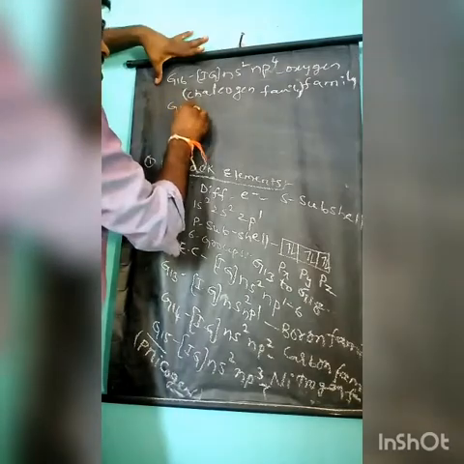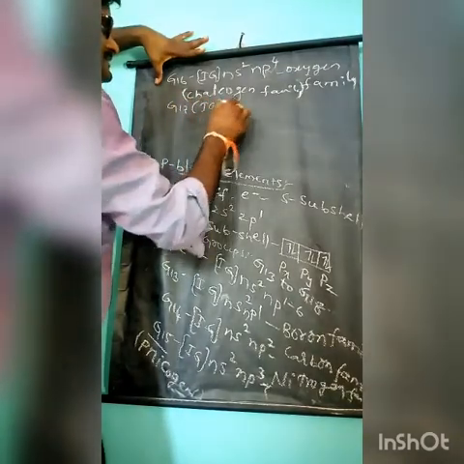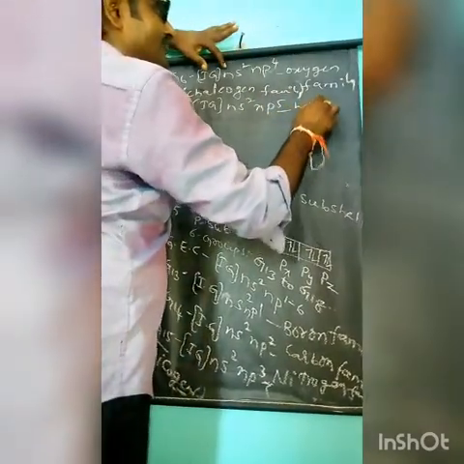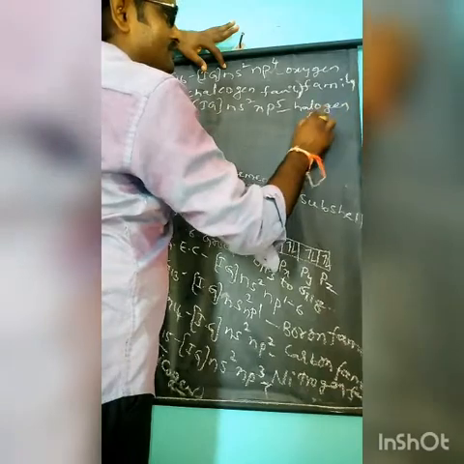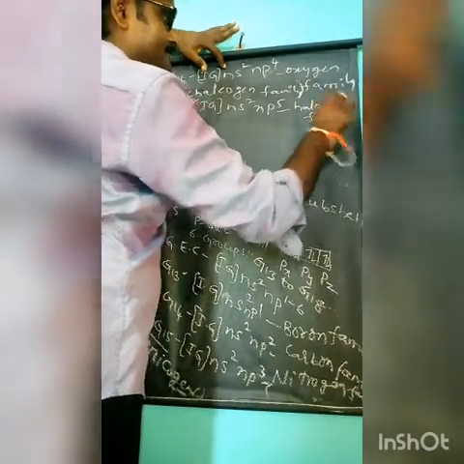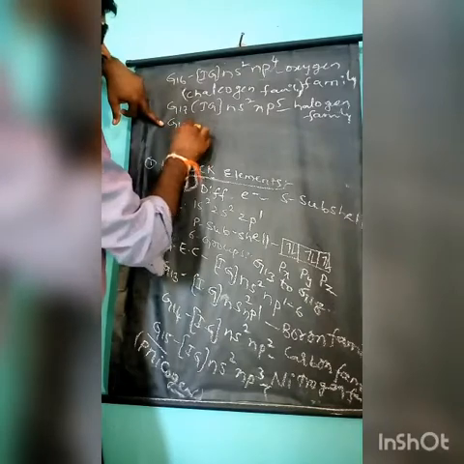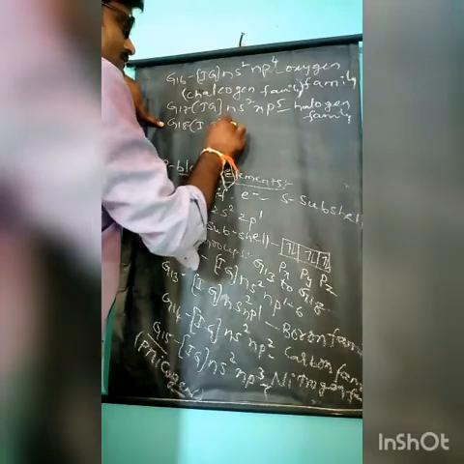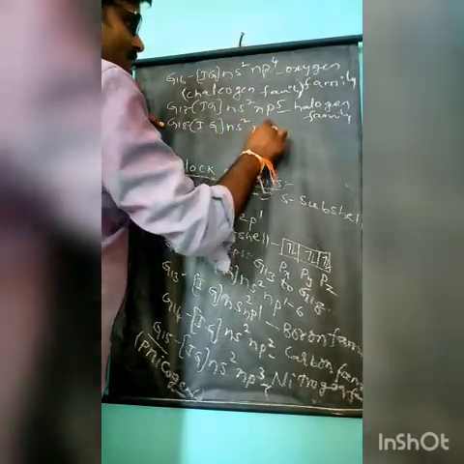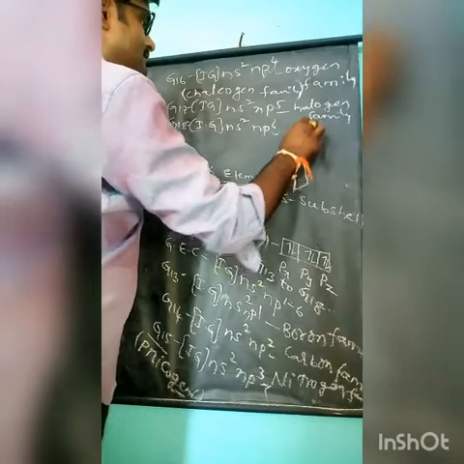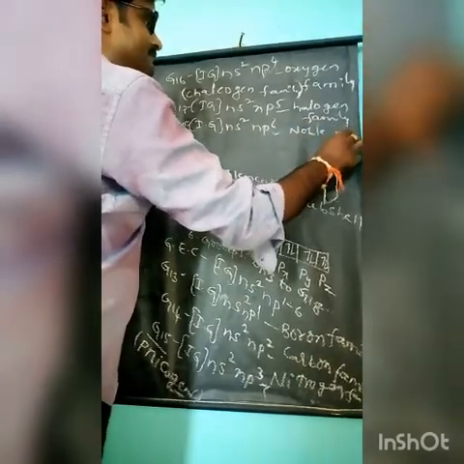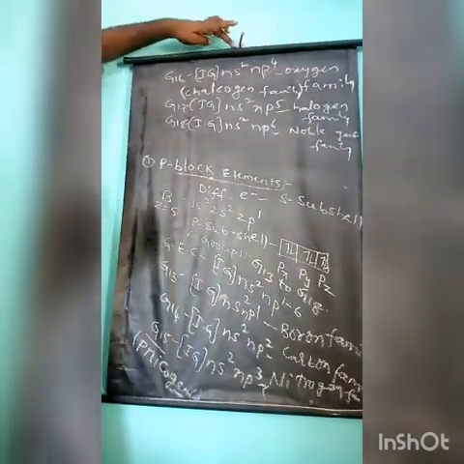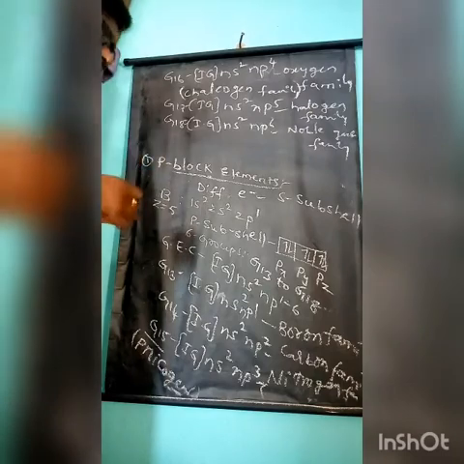And G17, inert gas ns2 np5, is called the halogen family. G18, the general electronic configuration is ns2 np6. They are called the noble gases or noble gas family. So these are the general electronic configurations of p block elements.